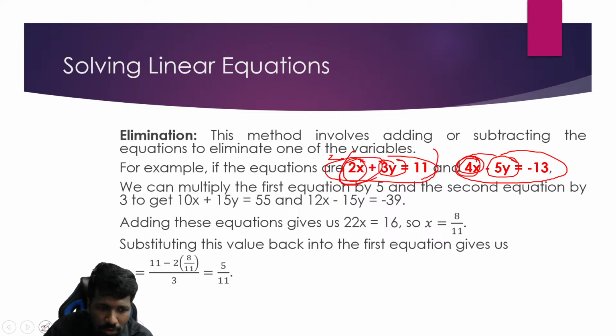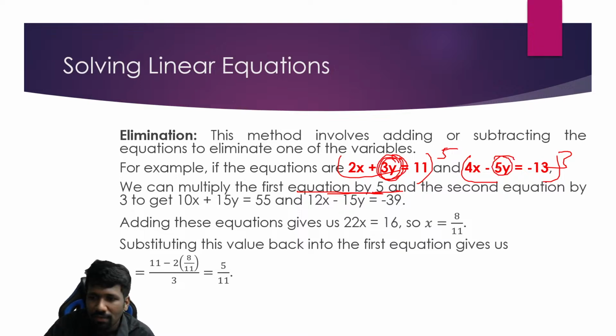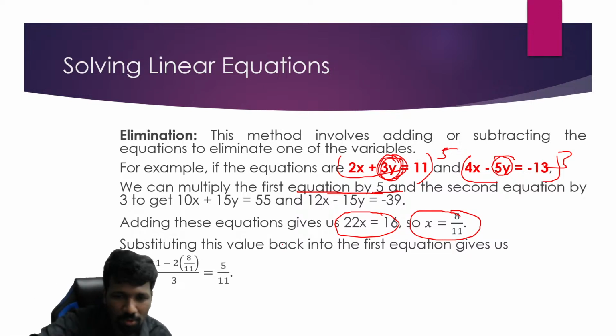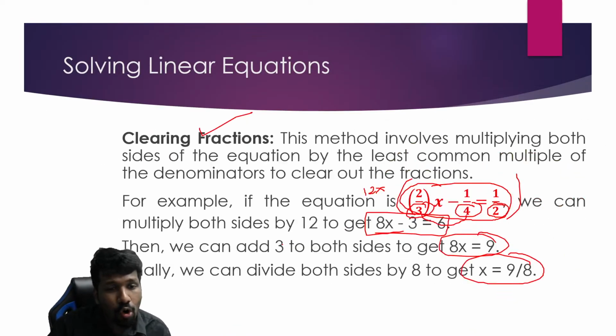Otherwise, if you don't want to make the x variable same, you can make the y variable same, like what I have mentioned here. 5 you can multiply this with, and 3 you can multiply, because 3 into 5, 15, 5 into 3, 15. So the y coefficients will be equal, and that can be subtracted to get the value of x. Again, just reminding, I'm not solving all of them together. You can try it yourself.